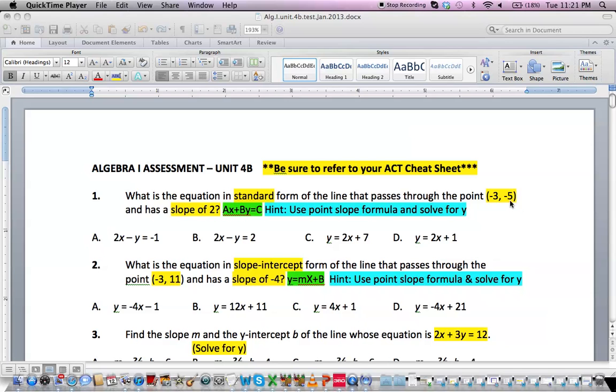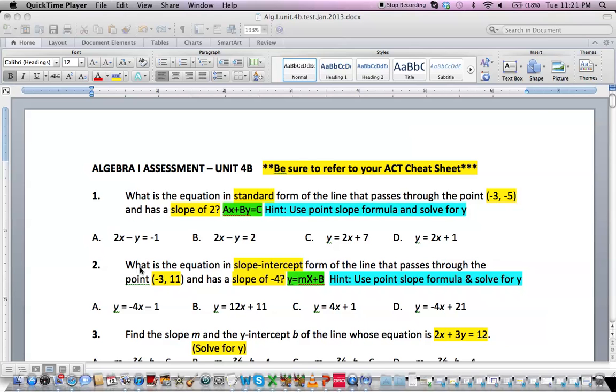All right, substitute the x and y values and the slope, and then solve for y, and then put that in standard form, which is ax plus by equals c. If you got questions on this one, raise your hand, okay? But here's some hints that will help you get there.